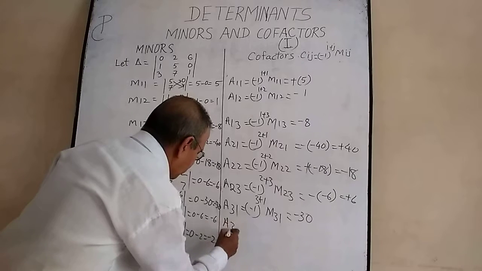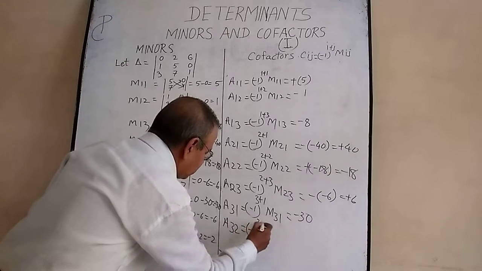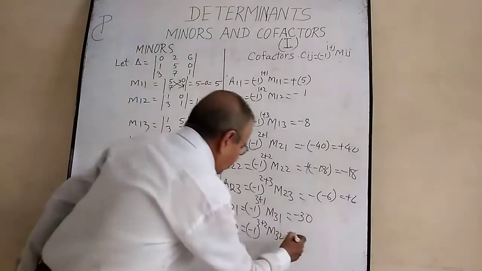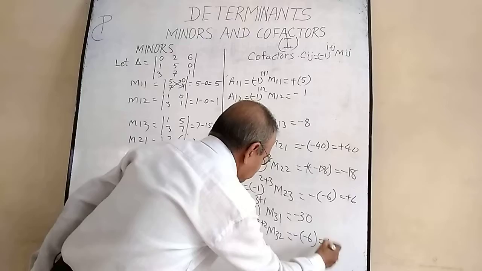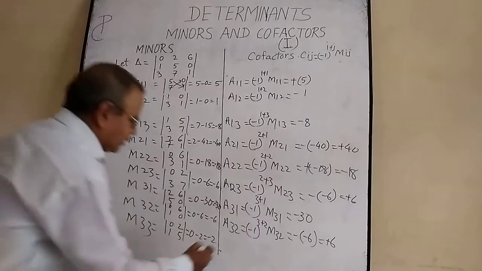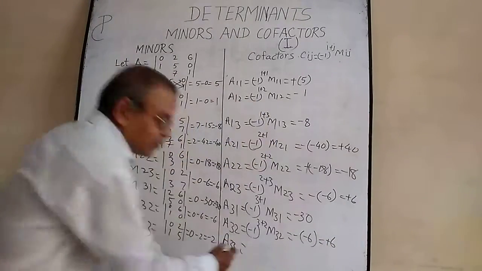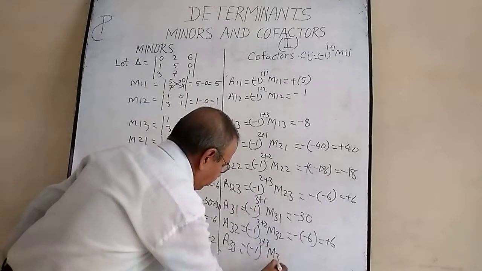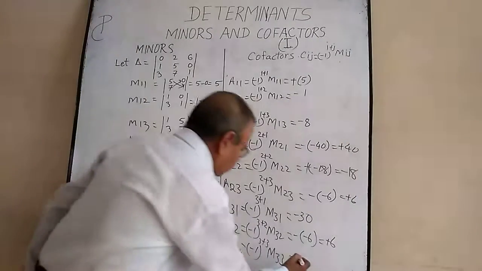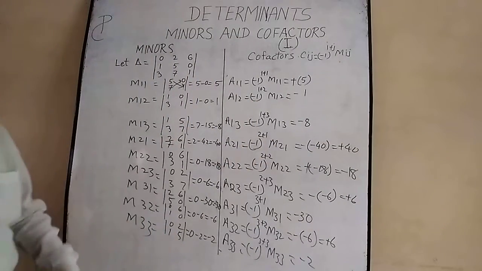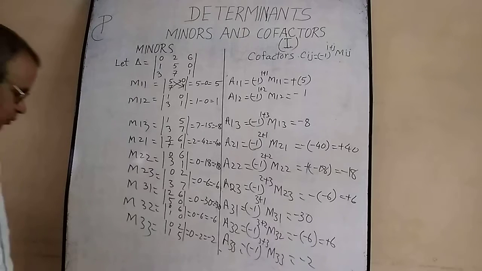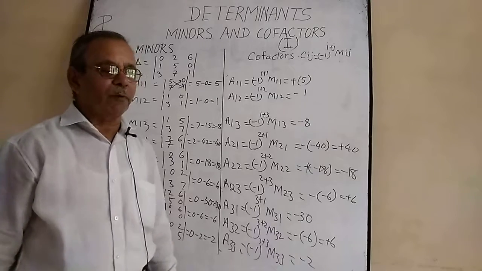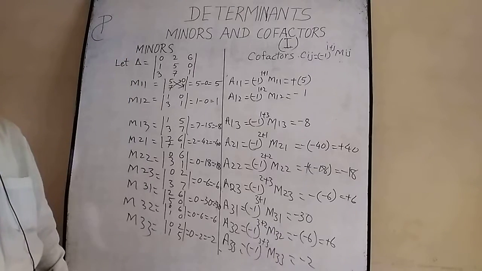So A32 is equal to minus 1 to the power 3 plus 2 times M32, which is equal to minus 6, that is plus 6. And M33, meaning A33, the cofactor, is equal to minus 1 to the power 3 plus 3 times M33, which is equal to minus 2. And these are the cofactors of the 3 rows and 3 columns. In the next video, we will solve some problems related to minors and cofactors.